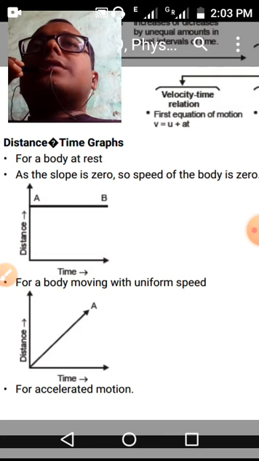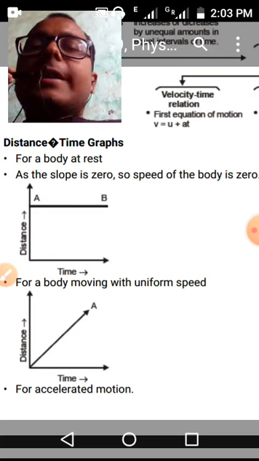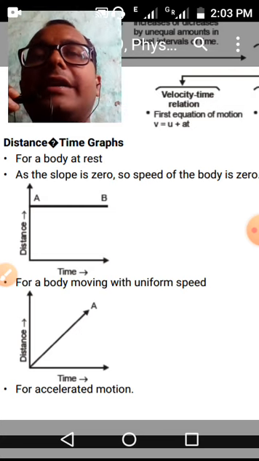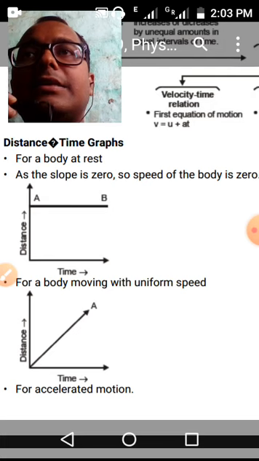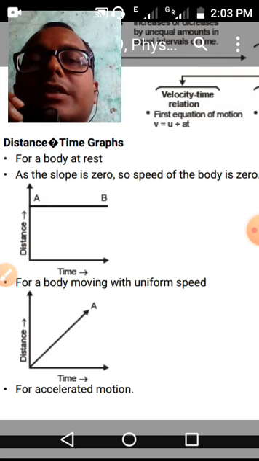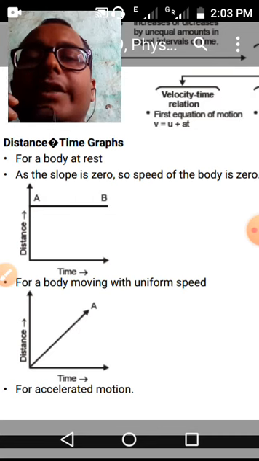Similarly, the next term is speed. Speed is also a scalar quantity because in the case of speed there is only magnitude, not direction. Speed is mathematically denoted by s. S is equal to total distance upon total time taken. So this is speed.